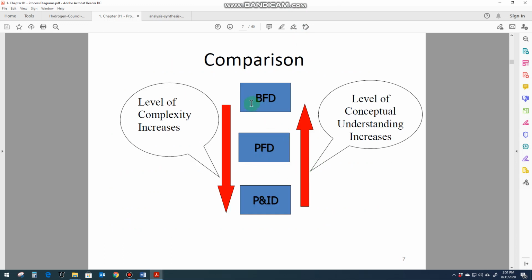Now, here we have the comparison between the BFD, PFD, and P and ID. So with the least information, we can draw the BFD, but as we are moving towards the P and ID, the level of complexity and the information will increase. Now, if you're moving from P and ID towards the BFD, it will increase the level of conceptual understanding. Okay, so when you don't have anything, then you make the BFD, which is at the conceptual stage, and then we keep on adding the details, which will make the process more complicated, and it will give you the P and ID.